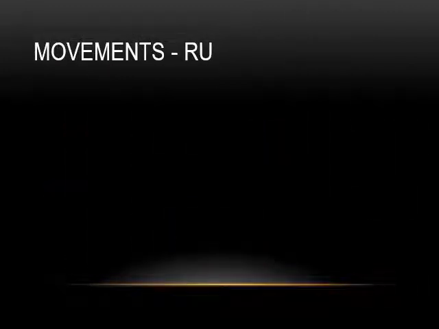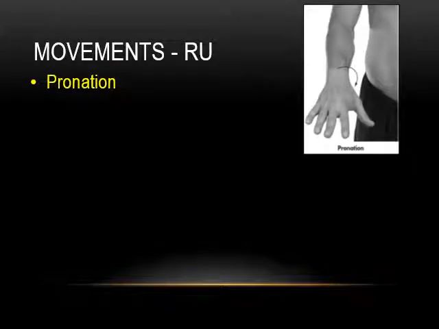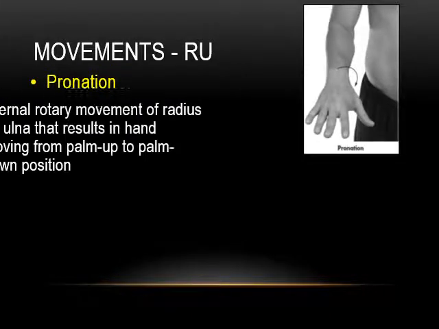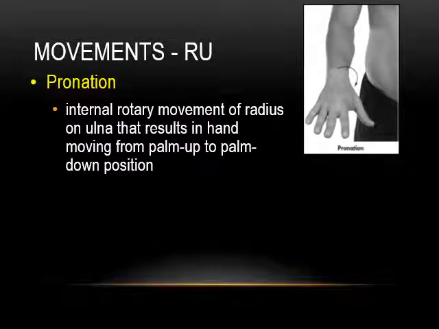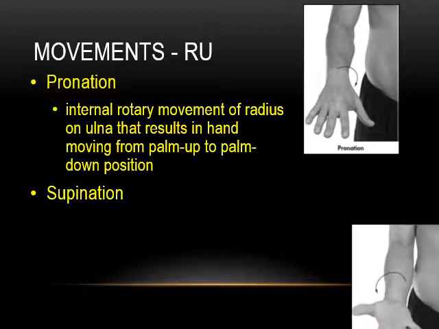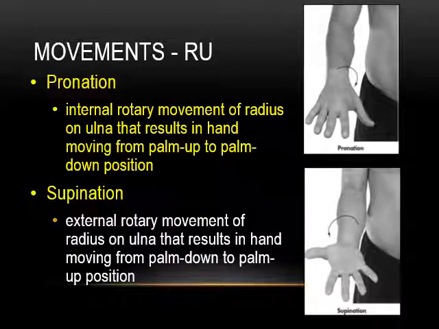Go to the radioulnar joint. Gave some hints of this before. There's pronation. So that's an internal rotary movement of the radius on the ulna. Again, that's an important point to note. Moving the hand from palm up to palm down. And then you have supination, external rotary movement of the radius on the ulna. That puts the hand in a palm up position.